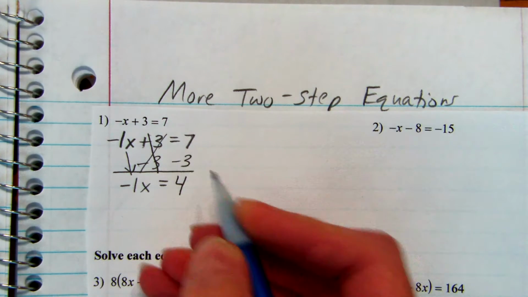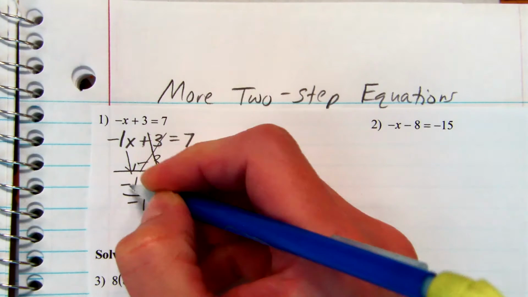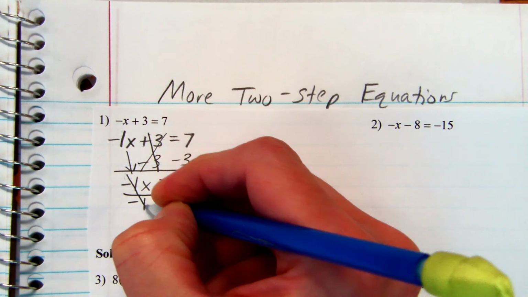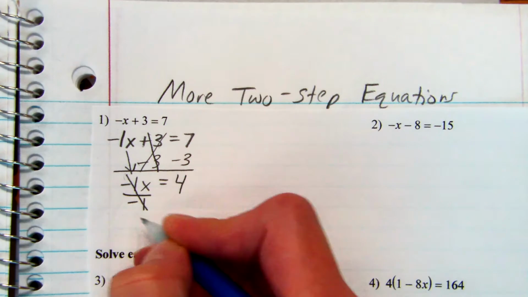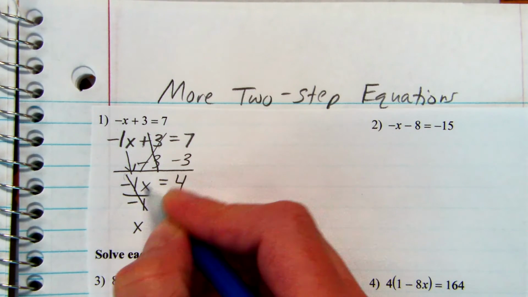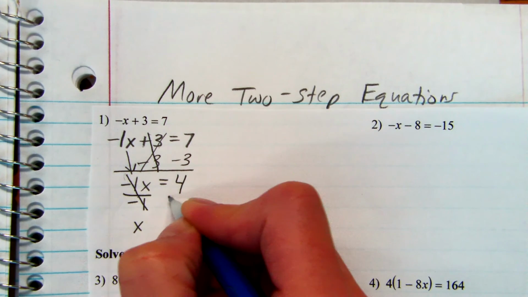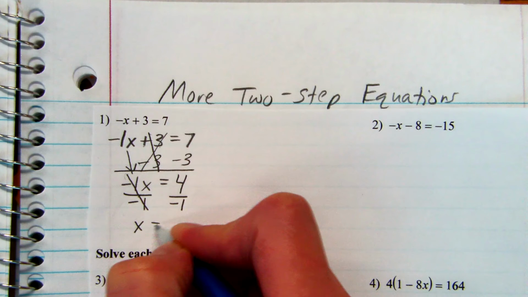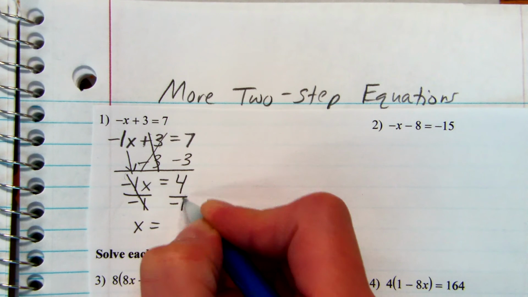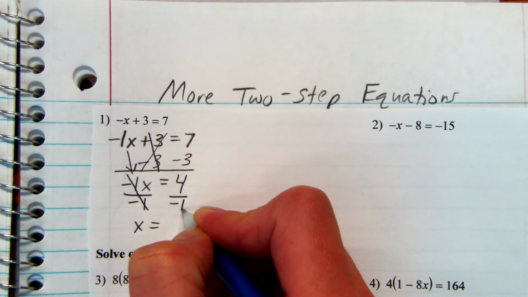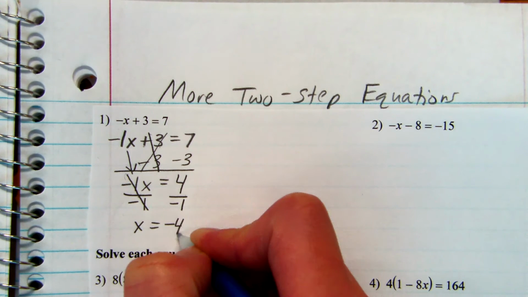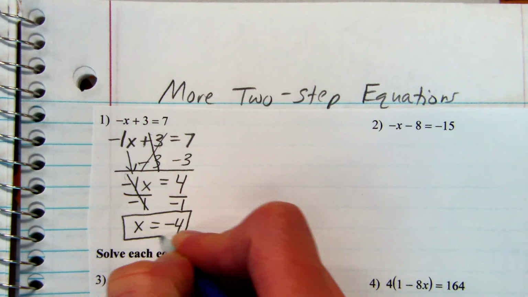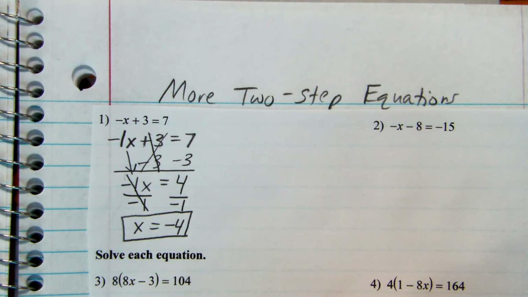Divide it by negative 1. And that just cancels us out, because anything divided by itself is just 1, which would just give us an x. But if I divide this side by negative 1, I have to divide this side by negative 1. So 4 divided by negative 1 would be negative 4. Wait, but that doesn't make sense. Because you can't add negative 4 to 3.